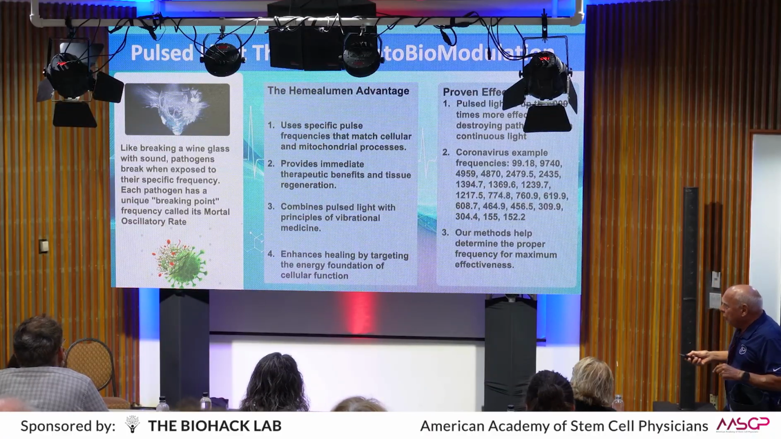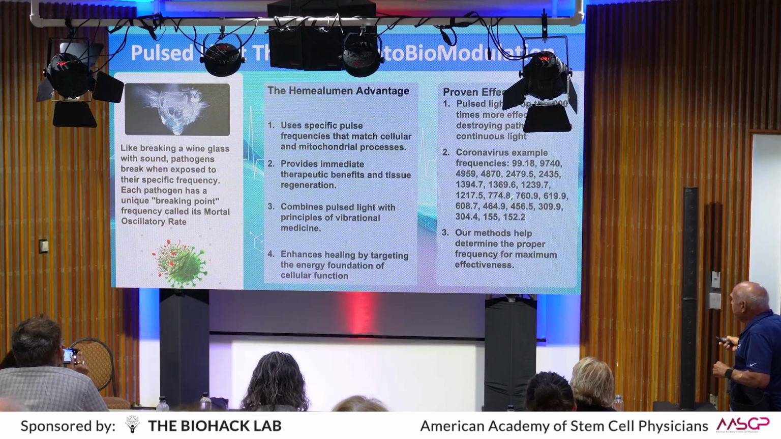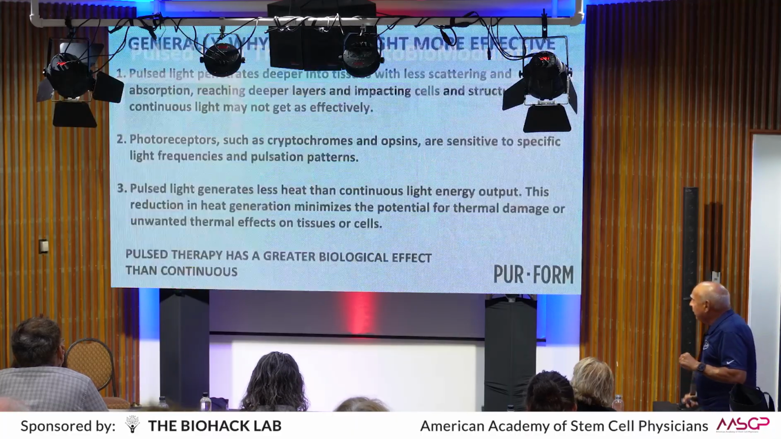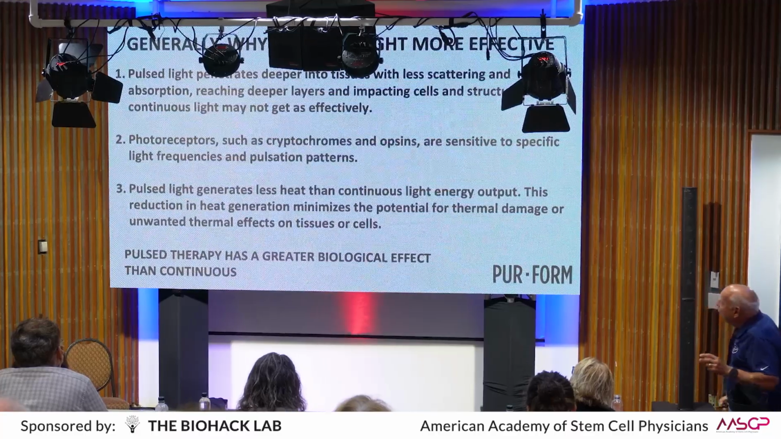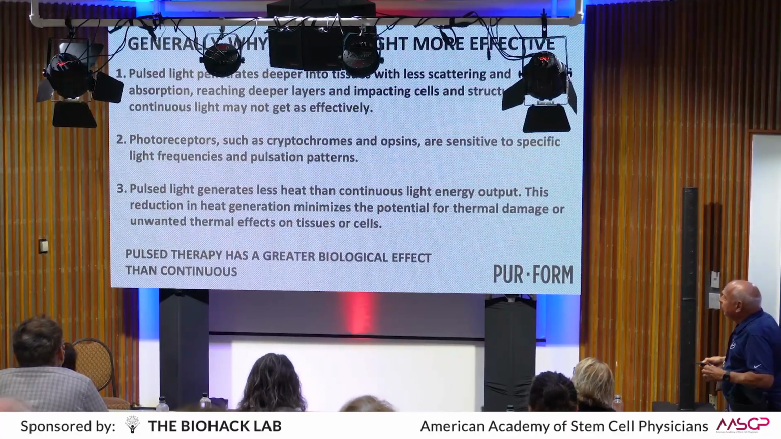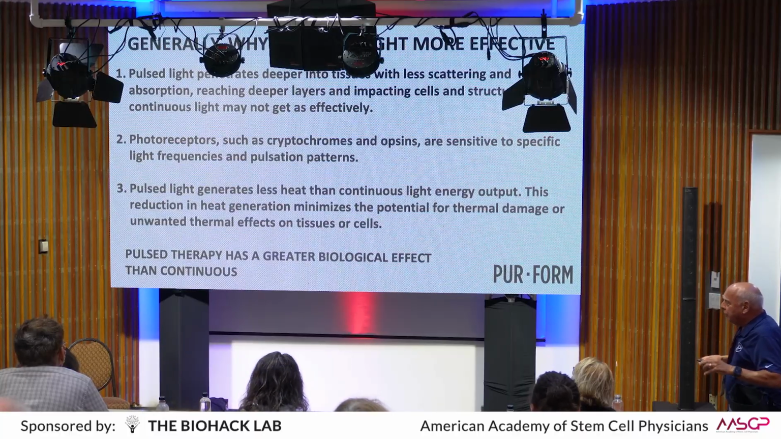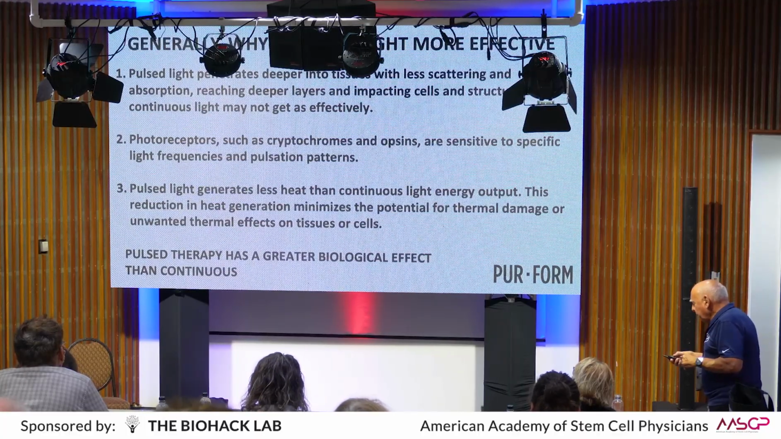They have something called the mortal oscillatory rate, and you can see some of those here, like coronavirus. If you can get these wavelengths of light to basically be pulsed at these frequencies, you'll do some really good things. All right, so basically, why is pulse light more important? Well, basically, it can penetrate deeper into the tissue without causing as much damage because it's not on all the time, so it's not going to heat up things as much. So it has a much greater biological effect.